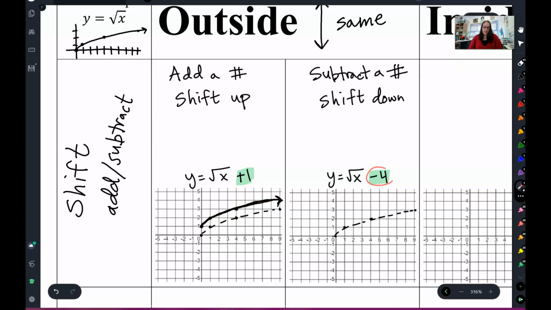Now, same thing, I have over here a minus 4. It is a subtracting outside, so that's going to be shifting the graph down 4. So we'll take all these points and move them all down 4. And that's my new graph.